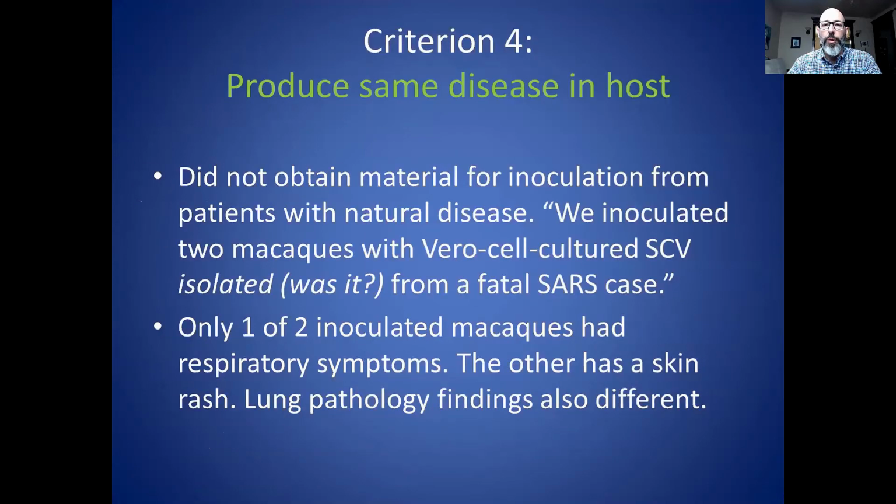So criterion 4, produced the same disease in the host. They did not obtain material from patients with the natural disease. Instead, they used the virus that was cultured in monkey kidney cells. So once again, those cells would be producing exosomes, and the virus was never isolated, so it's not really clear what exactly they're inoculating them with at all.